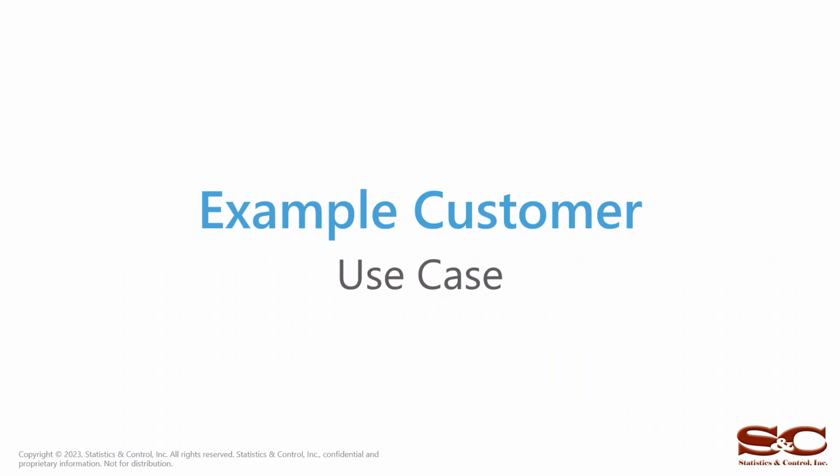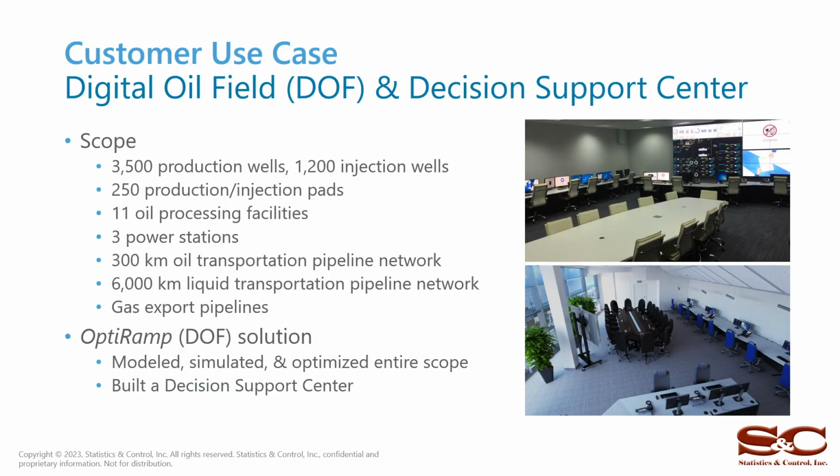So here is our example customer use case. We actually helped build a decision support center that was a digital oil field project. So there were 3,500 production wells, 1,200 injection wells, and 11 oil processing facilities, about 300 kilometers of oil transportation network, and about 6,000 kilometers of the liquid transportation gathering system. And so we were able to simulate this entire thing in there.